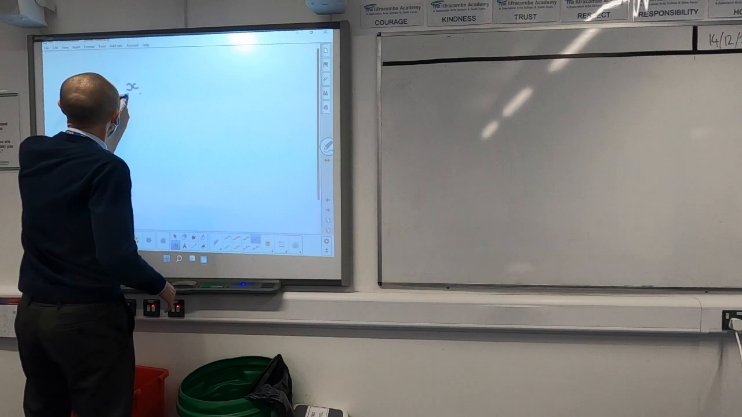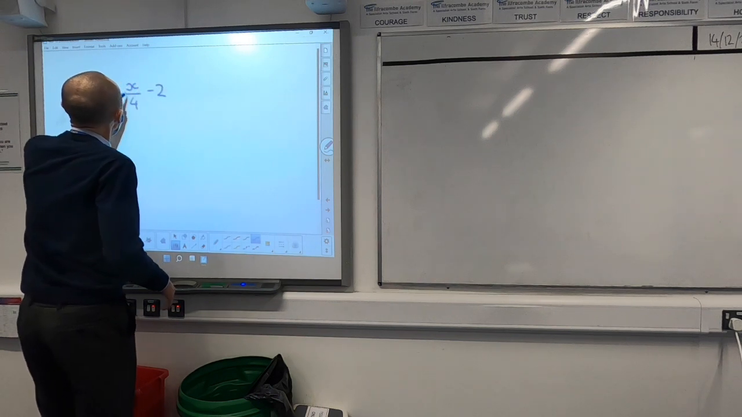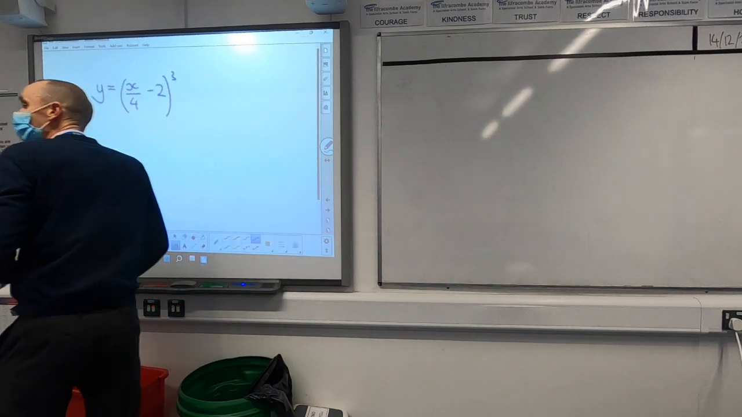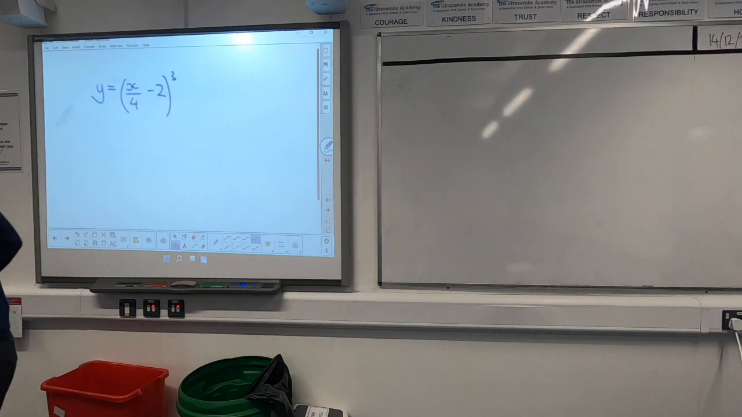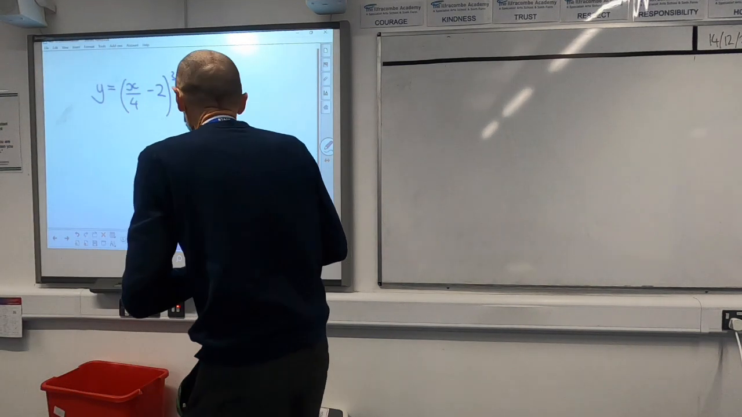over 4 minus 2 brackets, and we had to find where it's concave and convex. Yeah. Is that correct? Right, yes. Okay. Right, I apologise for that. There we go. So here we go.